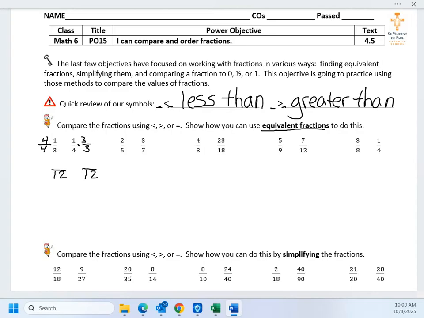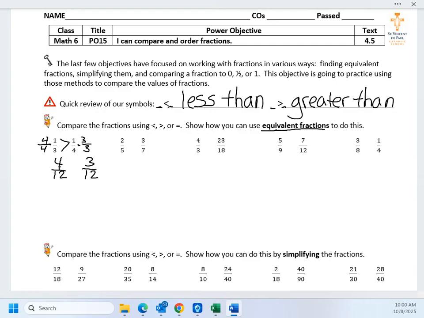Because 3 times 4 is 12. 1 times 4 is 4. Don't forget what you do to the bottom, you do to the top. Then we have 4 times 3 is 12. And 1 times 3 is 3. Now can I compare 4/12 to 3/12 and know which one is greater? Yes. Which symbol should I use? Less than, greater than, or equal to? Rhoda? Greater than, because 4 is bigger than 3. So this is how I'm using those equivalent fractions.